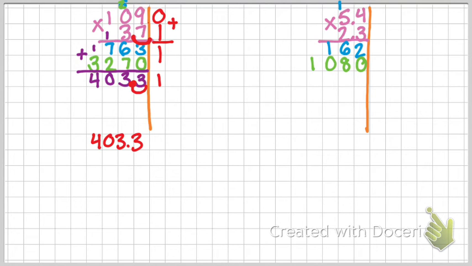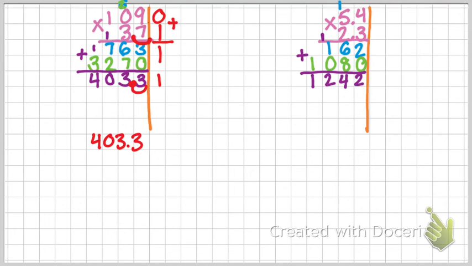We're going to add those together since we've multiplied everything. 2 plus 0 is 2. 8 plus 6 is 14. Carry the 1. 1 plus 1 plus 0 is 2, and 1 is just 1. So we need to go back up to our question, because I know that 5.4 times 2.3 is not going to give me 1,242. That just doesn't make sense.